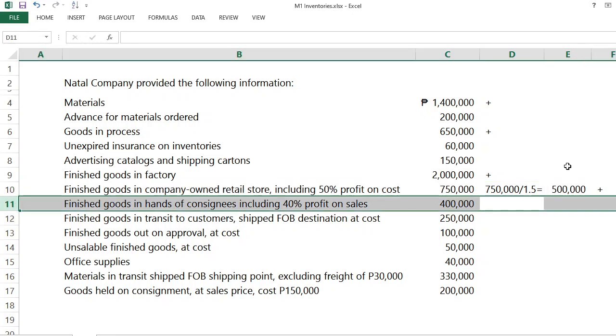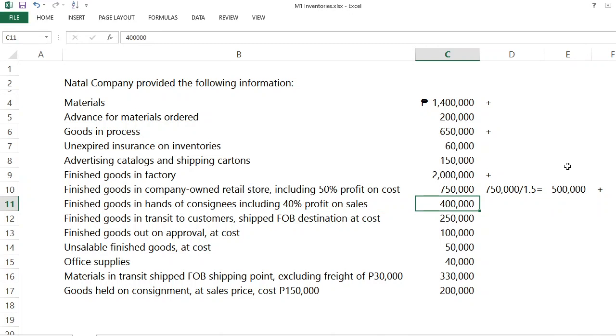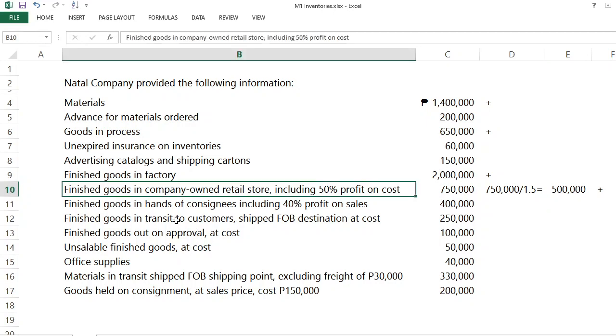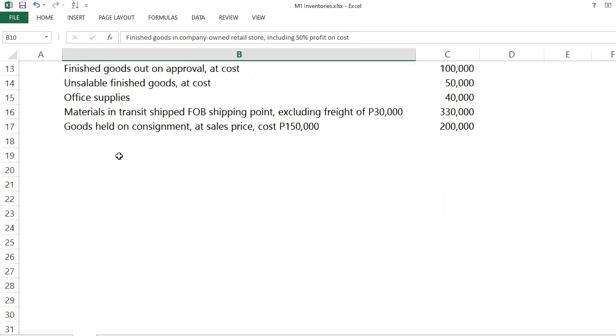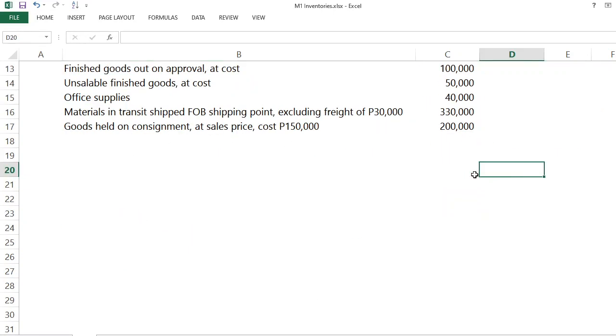Finished goods in hands of consignees. Okay? Finished goods, nasa consignee. So, sino ka dito? Consignor ka. Nasa consignee na ito, 400,000. Pero kanang 400,000, kasali na ang 40% profit on sales. This time naman, hindi siya profit on cost. So, dapat kasi, ano ito?